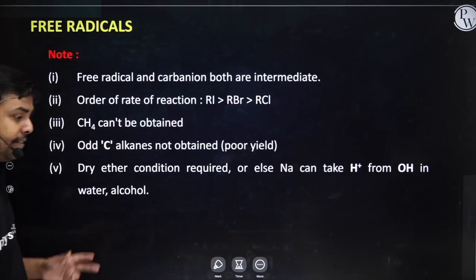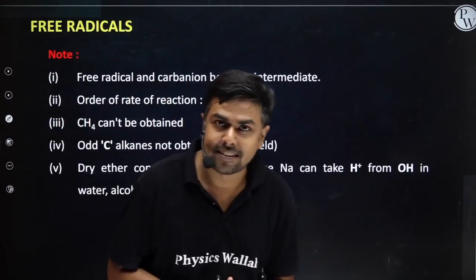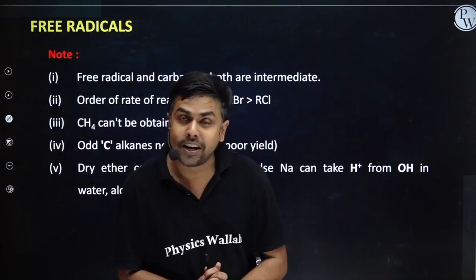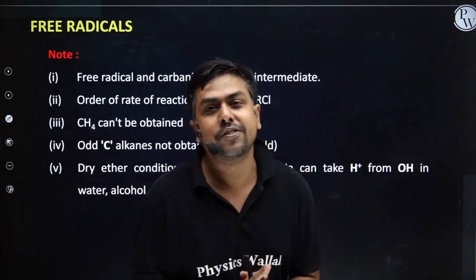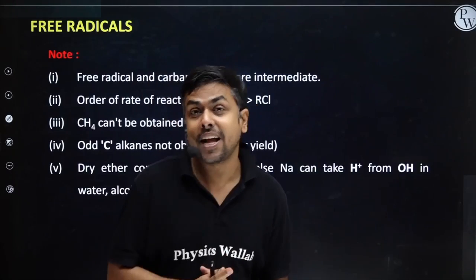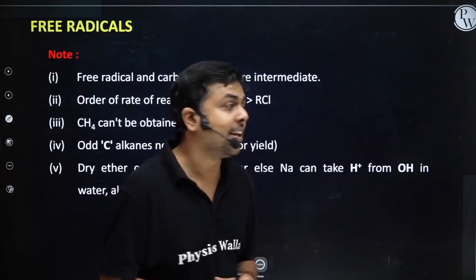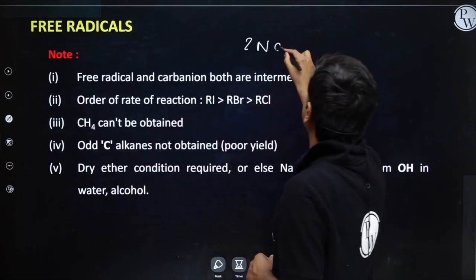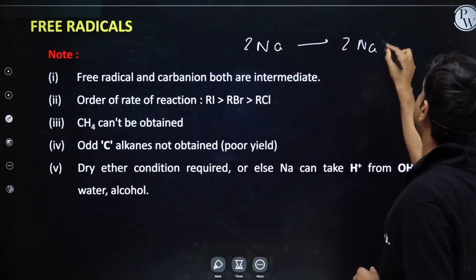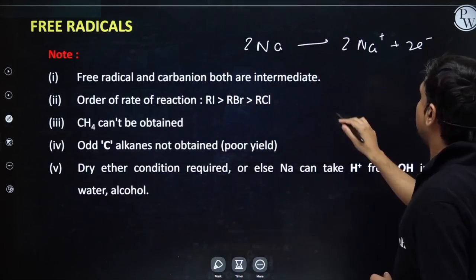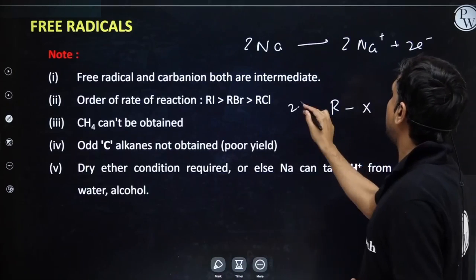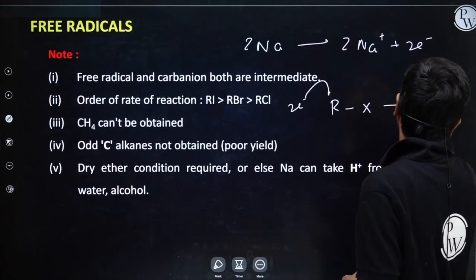So basically, there are two mechanisms through which this reaction occurs. First one is free radical, already we have discussed. Even this Wurtz reaction also occurs via carbanion mechanism. What happens in that case? 2 moles of sodium gives us 2 moles of Na+ and 2 moles of electron. RX treated with 2 moles of electron will give us R-.